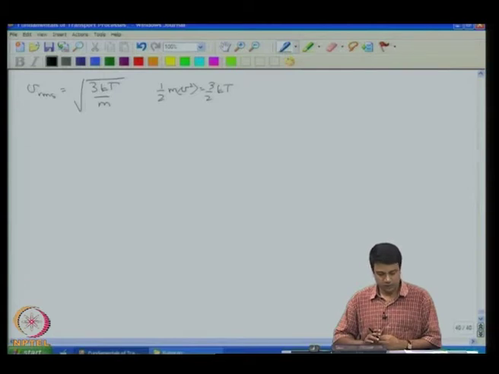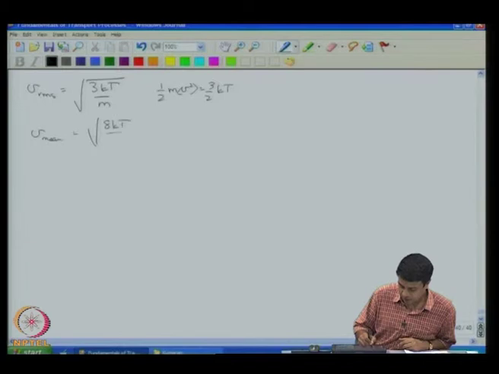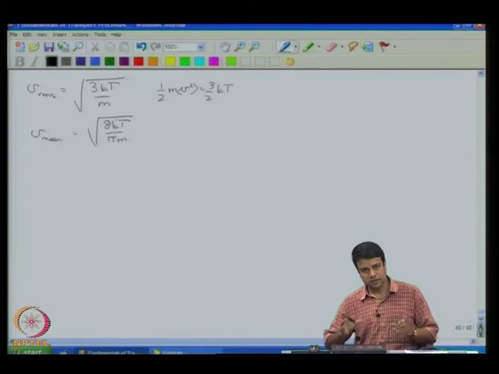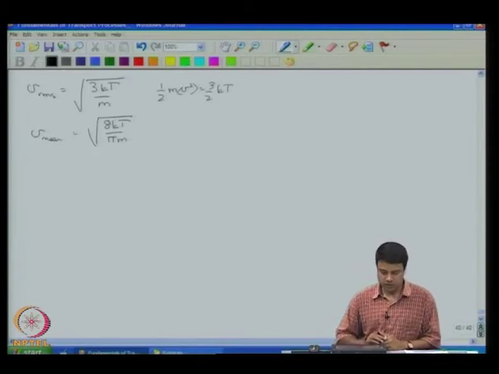One can define a different velocity, which is the mean speed. This comes out to be equal to the square root of 8kT by pi m. This averaging is done in a spherical coordinate system in the velocity space. That need not concern us too much over here. The constants in both cases do not turn out to be very different.